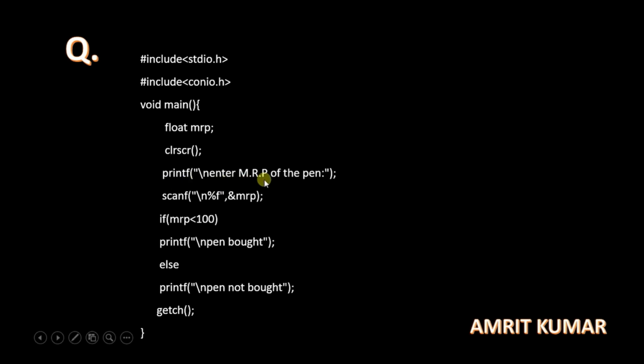After that you have to use the scanf function. Because this MRP is a float number, I am using %f as the format specifier, comma, and &MRP. I have told you that the ampersand is the address-of operator, so it holds the address of this variable, therefore it is going to store the value of MRP with this format specifier.